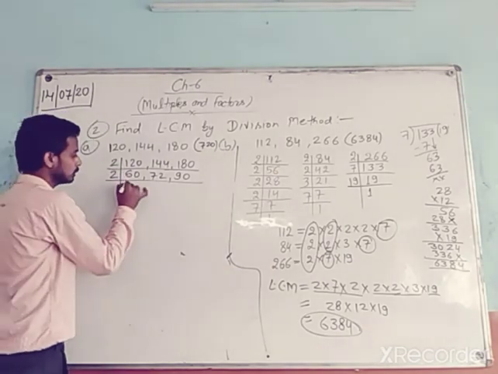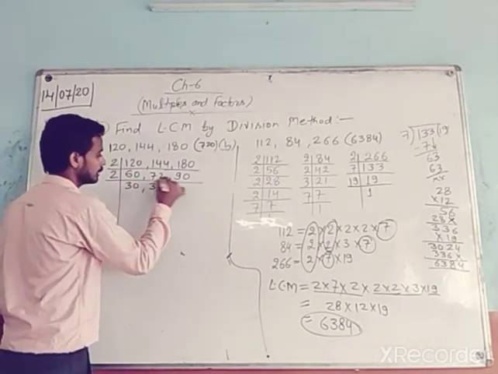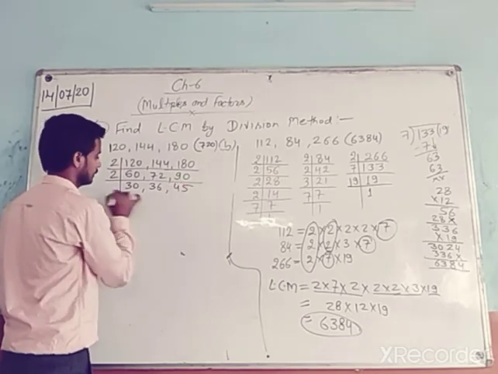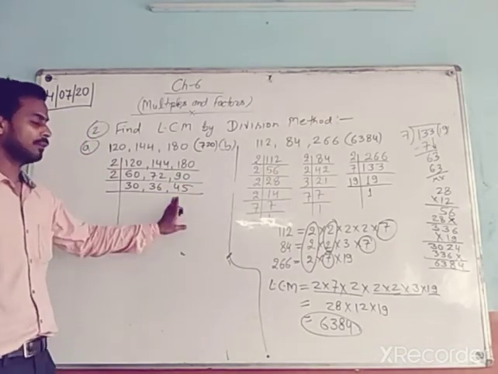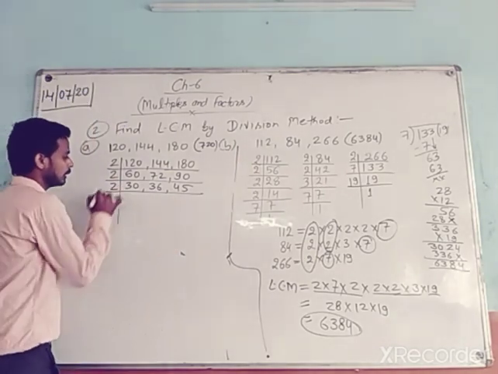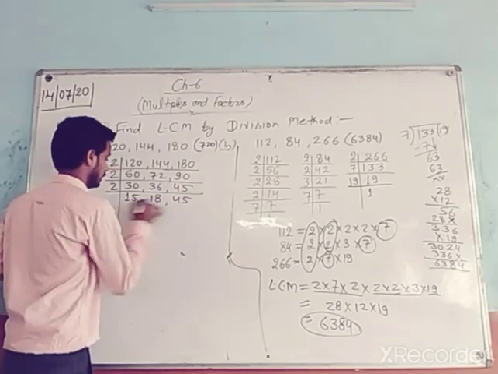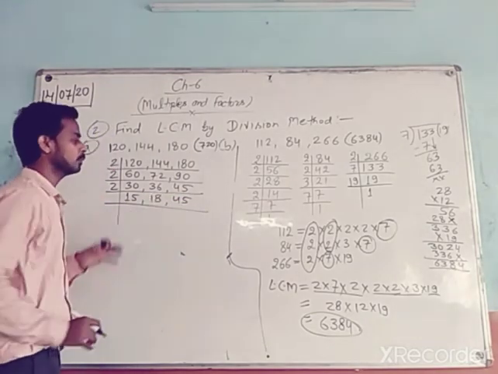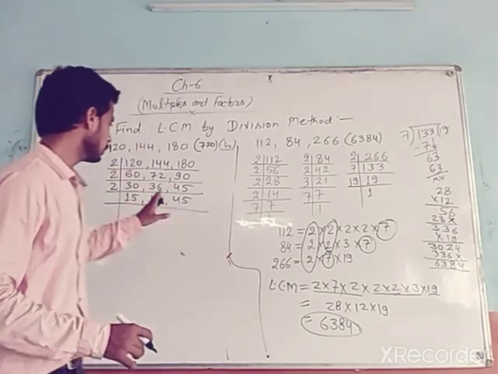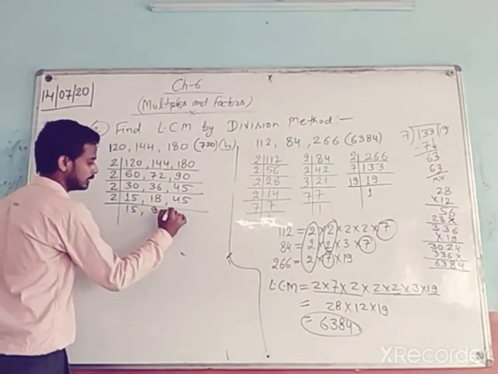Again, 2 3s are 6, 2 36s are 72, then 45. See, now 45 is not divided by 2, but 36 is divided by 2. So divide by 2 again, 15, 18, and 45. Now 15 and 45 both are not divided by 2. So now divide this 18 only. 2 9s are 18.